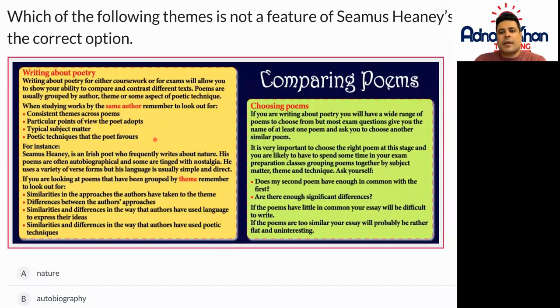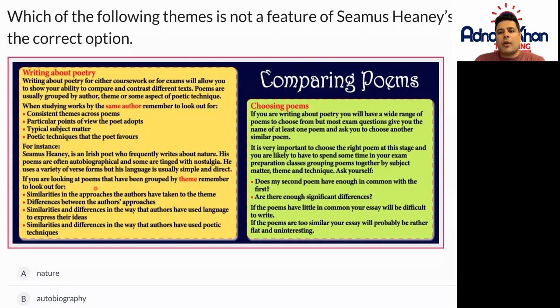For instance, Seamus Heaney is an Irish poet who frequently writes about nature. His poems are often autobiographical, and some are tinged with nostalgia. He uses a variety of verse forms, but his language is usually simple and direct.